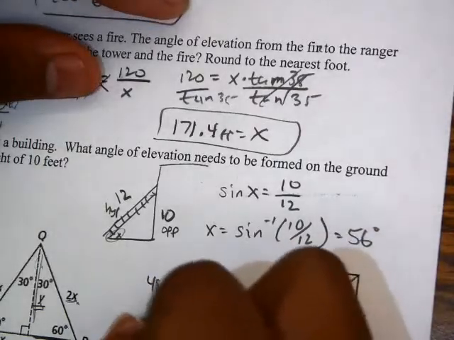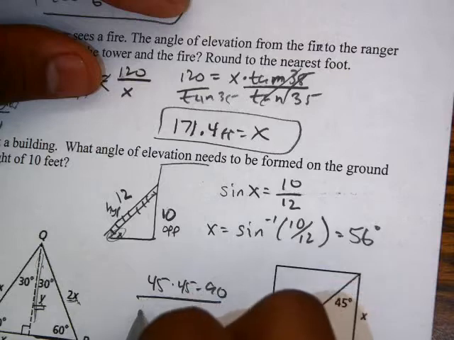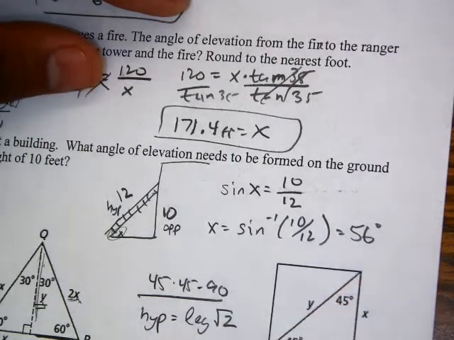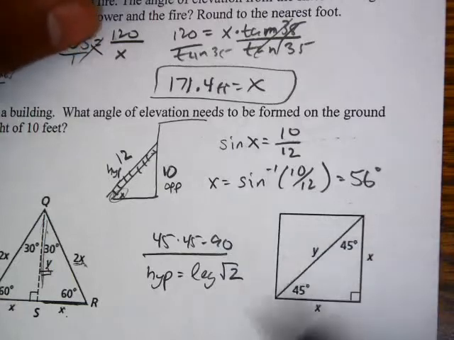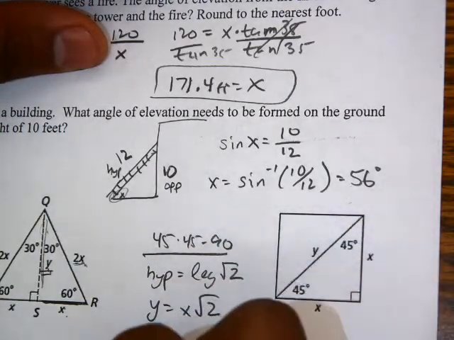Here's a 45-45-90. And so the rule for that is the hypotenuse is the leg times the square root of 2. In our case, the hypotenuse is y. Our leg is x, so y is x times the square root of 2.